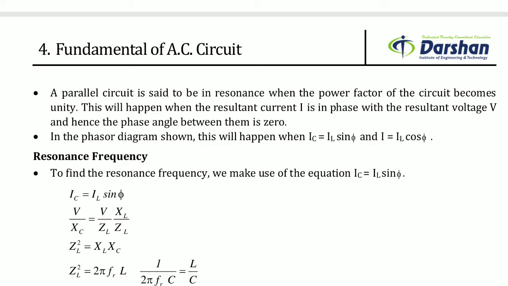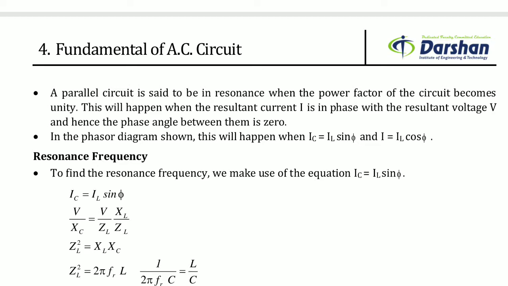To find the resonance frequency, we make use of the equation IC is equal to IL sin phi. In general we can write IC is equal to IL sin phi plus IL cos phi. Here the capacitor current is leading by 90 degrees, so the cos phi term is 0. There is no cos phi term, so we can write IC is equal to IL sin phi.